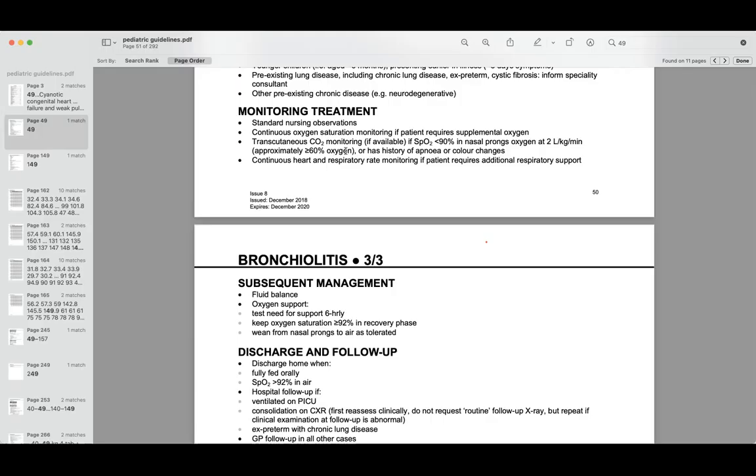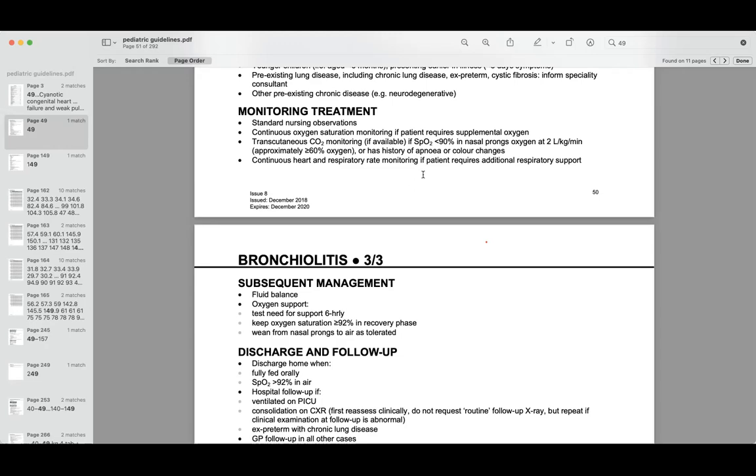Then instead of doing a CBG every time to check the CO2, you can do transcutaneous CO2 monitoring if available. Or SpO2 less than 90% in nasal prongs, go for high flow oxygen. He's telling approximately more than 60% oxygen means high flow. Yes, humidified high flow oxygen. Or history of apnea or color changes, you have to monitor them.